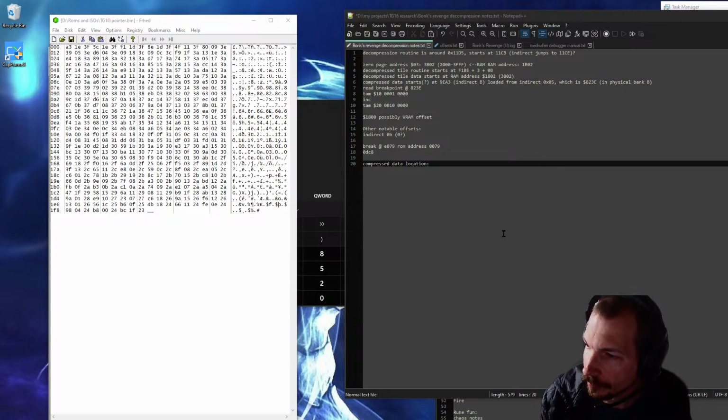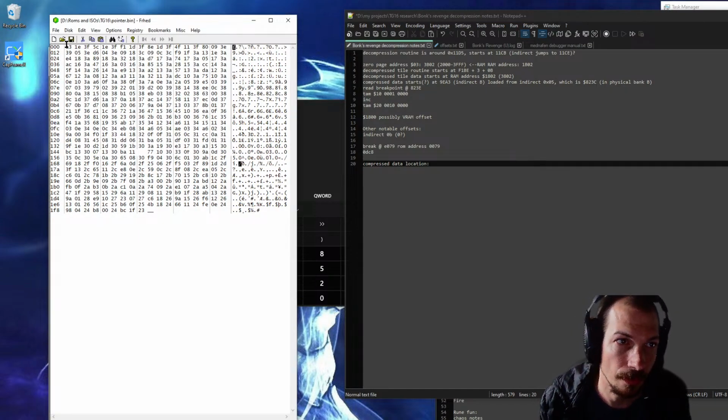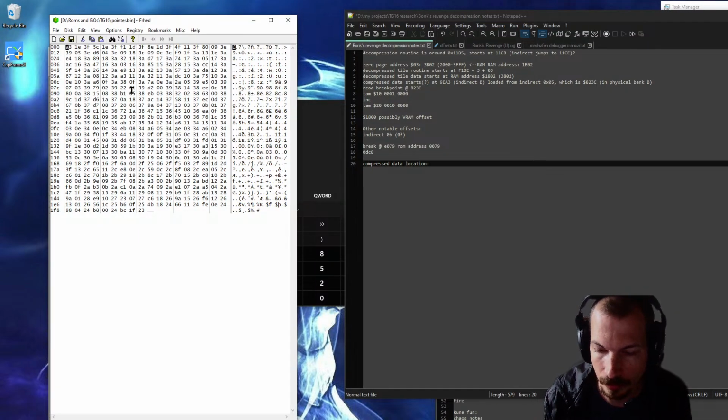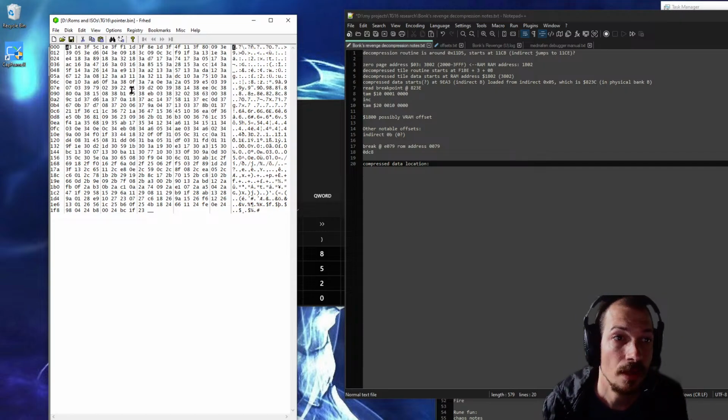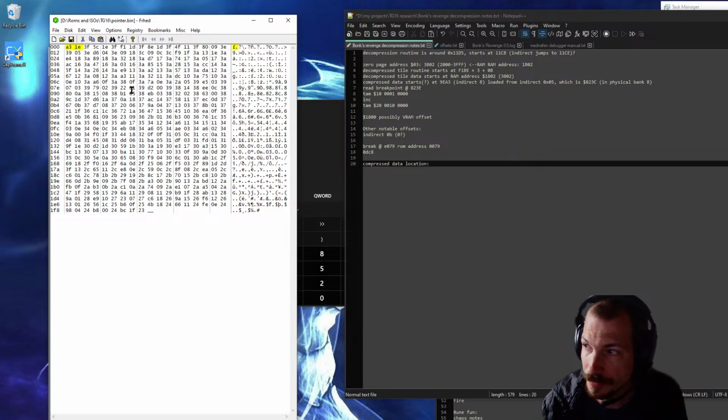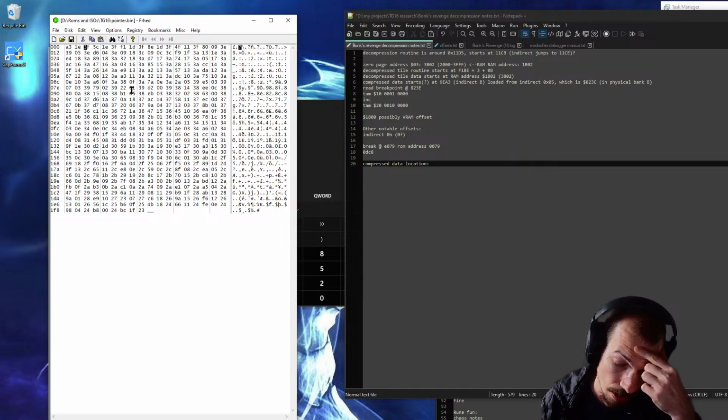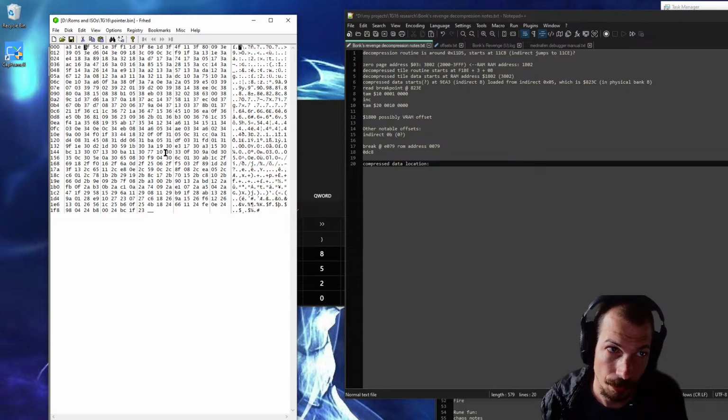So here's the pointer table. In case you weren't around for the last time, it's 3 bytes. The first 2 bytes are an offset within the bank, and the third one is the actual bank number. So how would you translate that into an actual physical ROM offset? Well, we'll get to that.